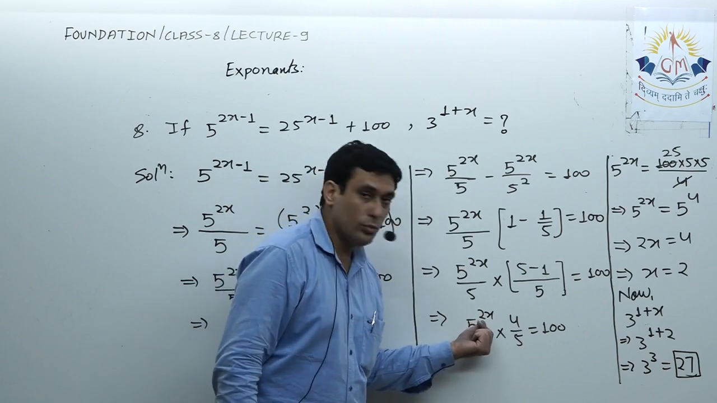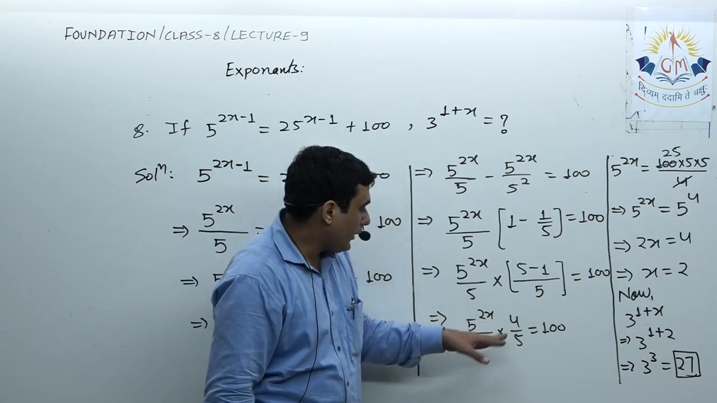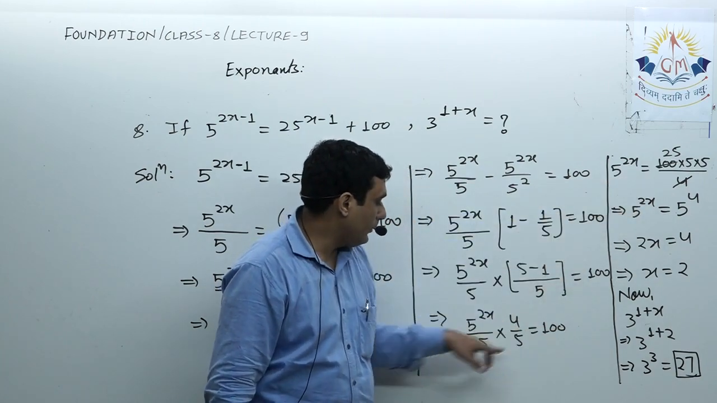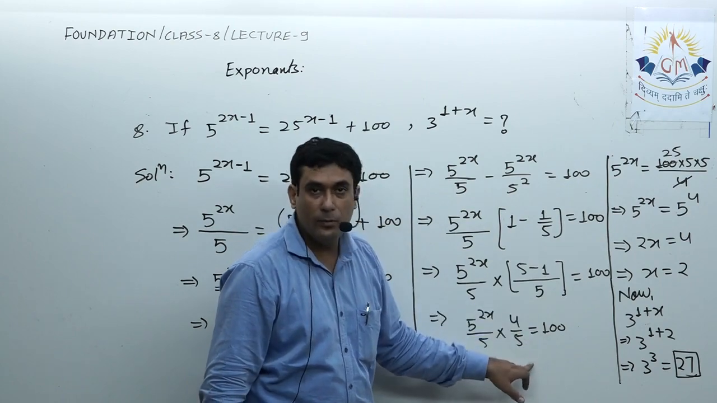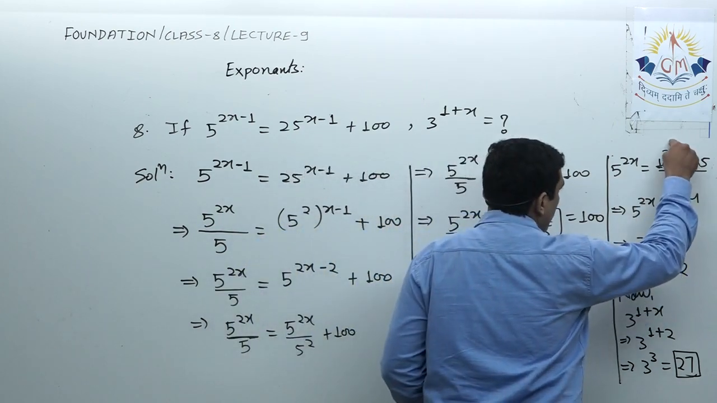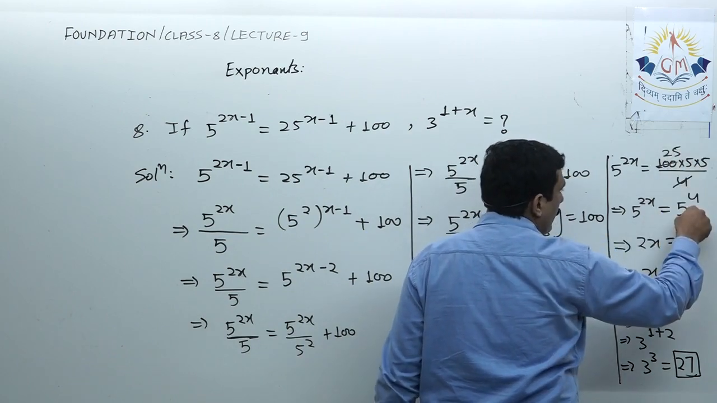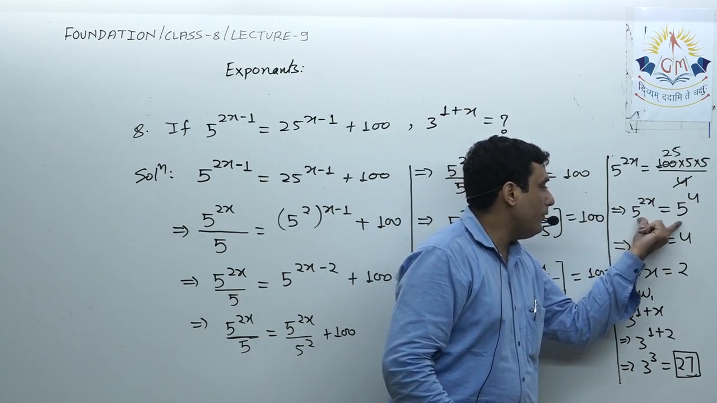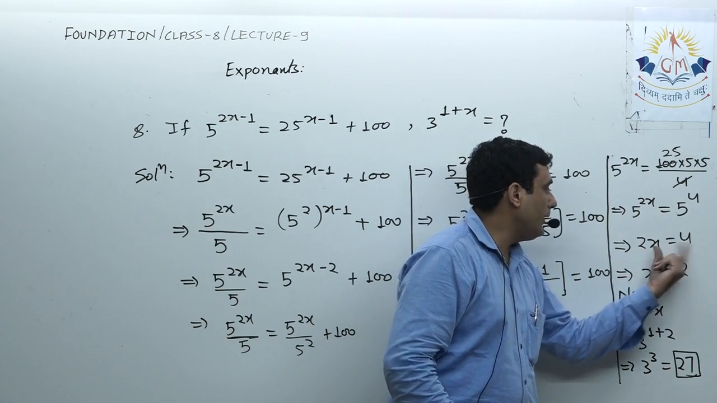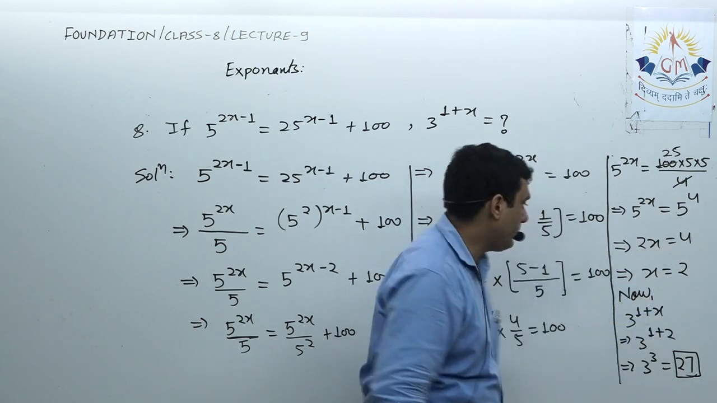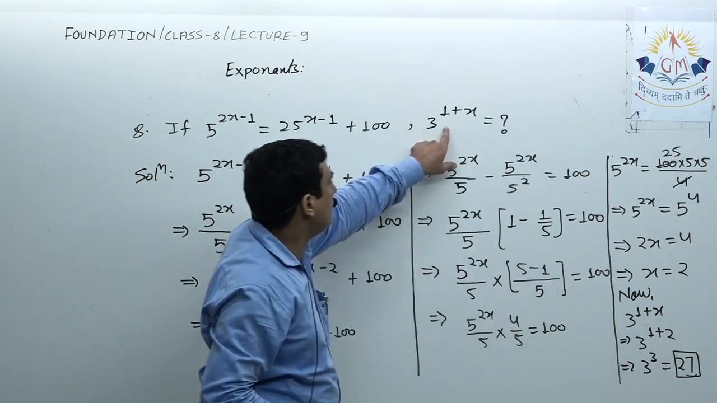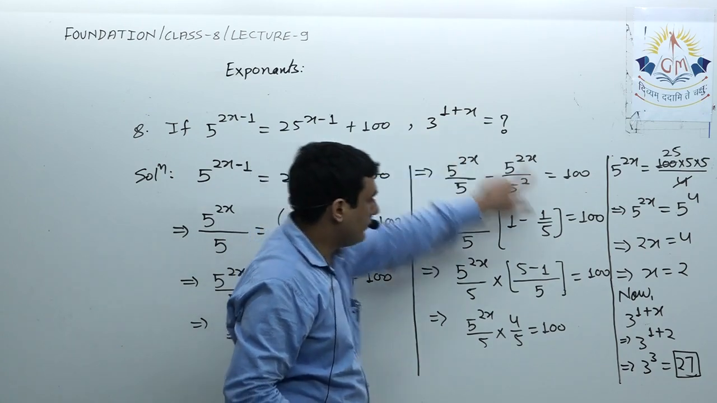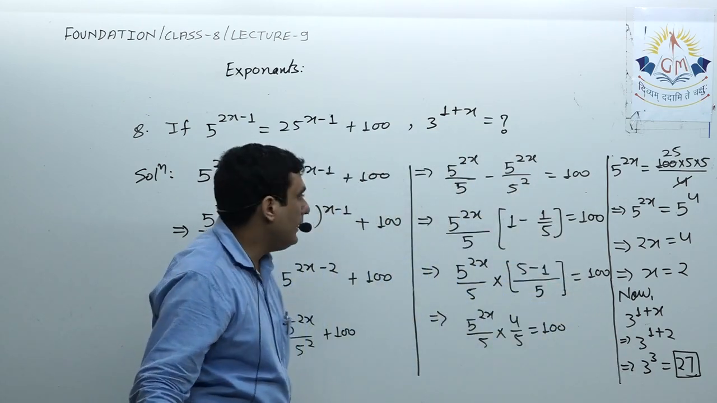Now here 5 raised to 2x is there. By simplifying, for that what I did, the terms which are in the denominator I took in the numerator. So this 25, 100 multiplied by 5 multiplied by 5, and in the denominator it is 4. Now here 25, that is 5 square, here 5 into 5, so ultimately 5 raised to 4. So now I get that thing, that means the step in which bases are same, so exponents will be equal. That gave me x equal to 2. And here it was asked to find the value of 3 raised to 1 plus x. So simply I put x equal to 2, that is 3 raised to 3, which is equal to 27.